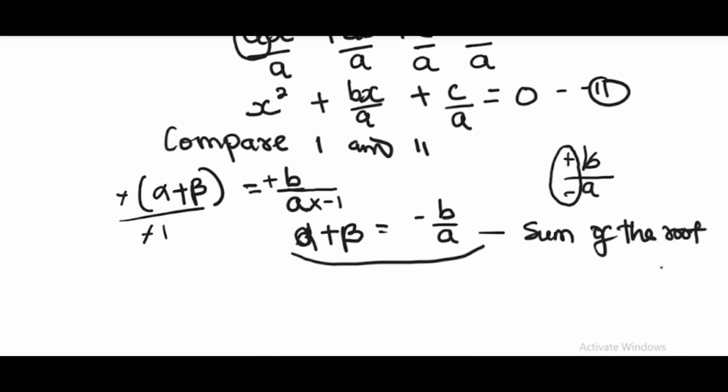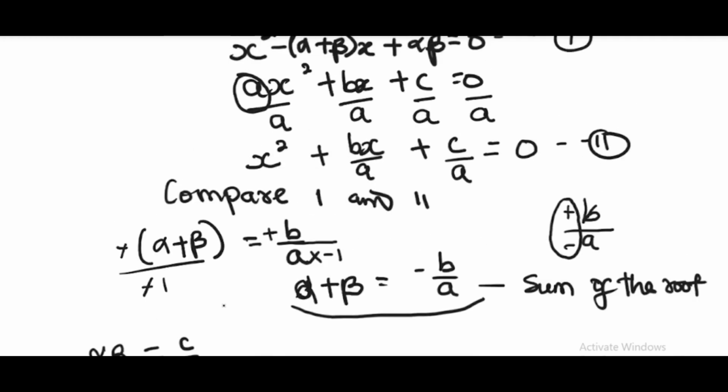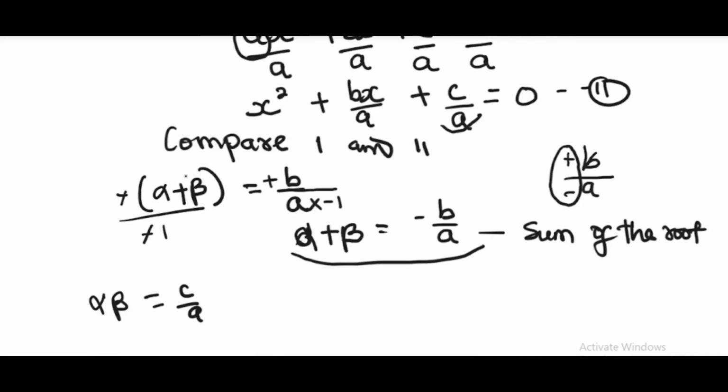Now let's compare the constants. Comparing the constants, we will have alpha beta equal to c over a. So let me move up a bit so that you can see the constants. Look at what we have there. We have alpha plus beta, and this is the constant we have in equation 2. If you compare both, you see that alpha beta is equal to c over a. As simple as that. And this is what? Product of the roots.